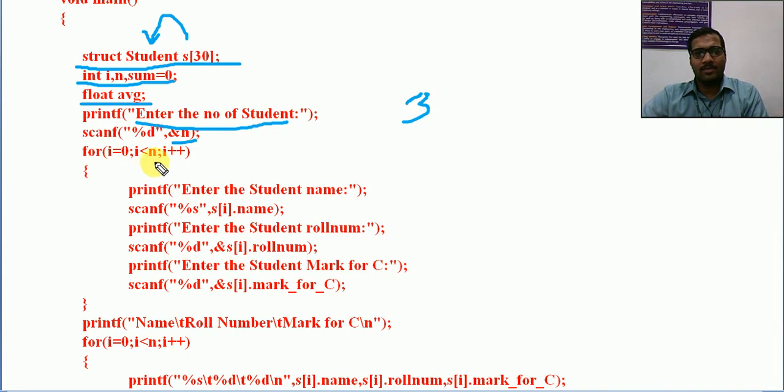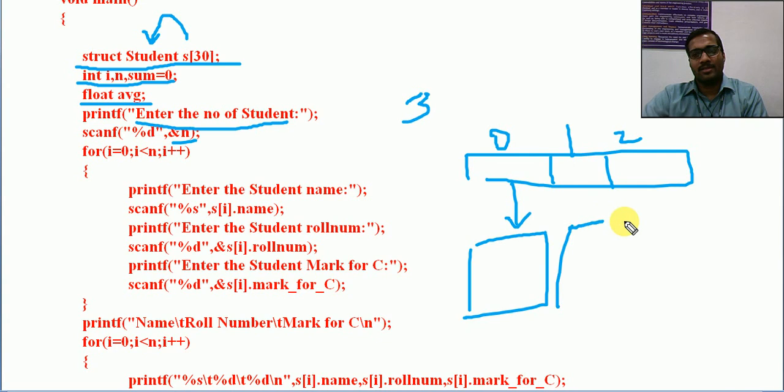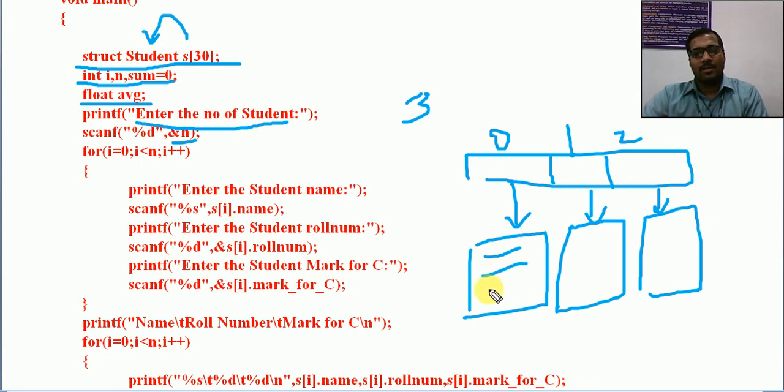Then for i equal to 0, i less than n, i plus plus. So it will be like an array with 0, 1, 2. Now what does 0 consist of? 0 consists of a further structure, 1 consists of a further structure, 2 consists of a further structure. In this format only. So here it will have name, roll number and mark, name, roll number and mark, name, roll number and mark.